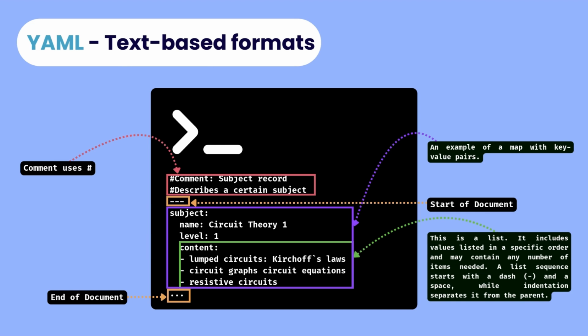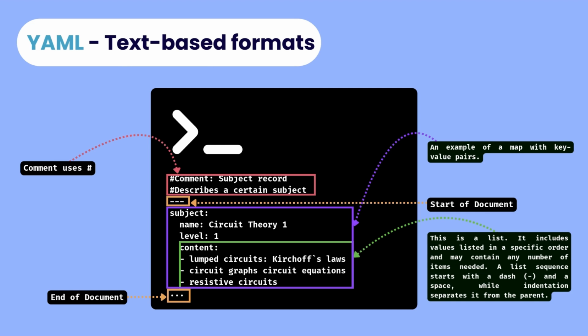As you can see, the key name, which has a value of circuit theory 1, is mapped to subject. Level, the key level of 1, is mapped to the subject as well as the content. The content in this case is a list. And the way we knew that it's a list is that it has items underneath it that are also indented and start with a dash and space.